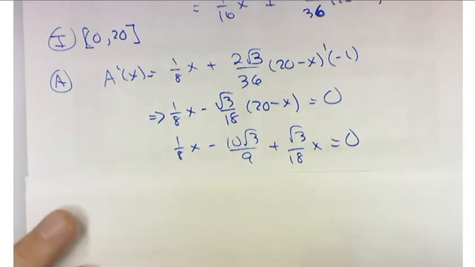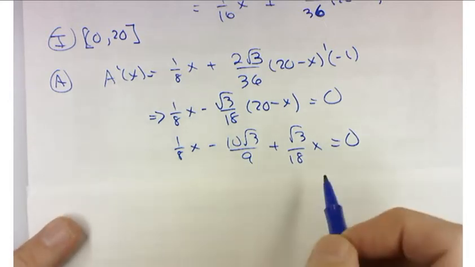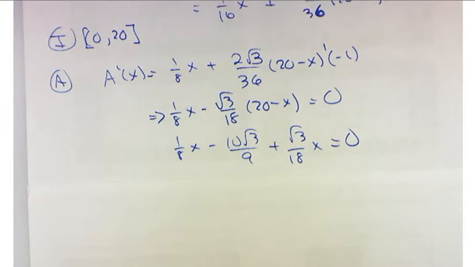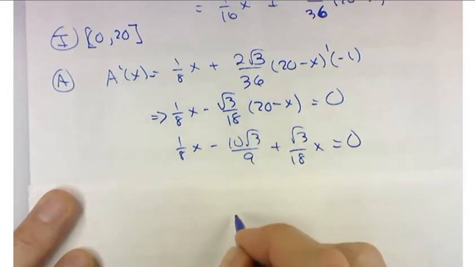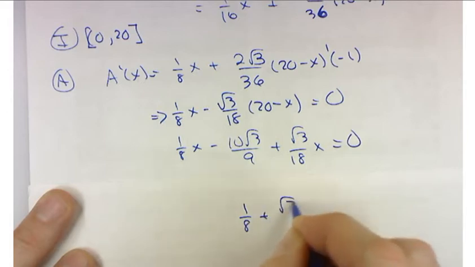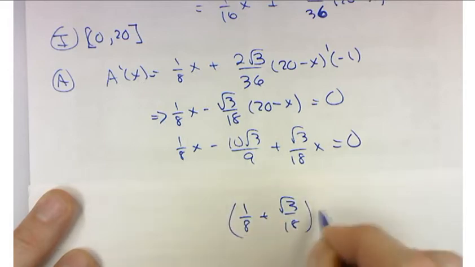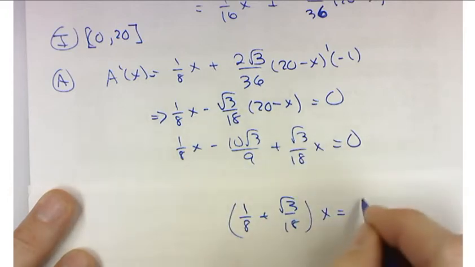The thing that caught my attention for a second, I looked at this and thought, oh my gosh, we're going to get a negative value for x. That would be a disaster, right? You can't have a negative amount of wire. So let me move this term to the right-hand side. So I'll get 1/8 plus square root of 3 over 18 times x. So factoring the x out of those two equals 10 square roots of 3 over 9.